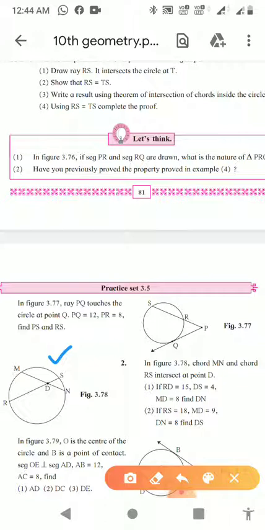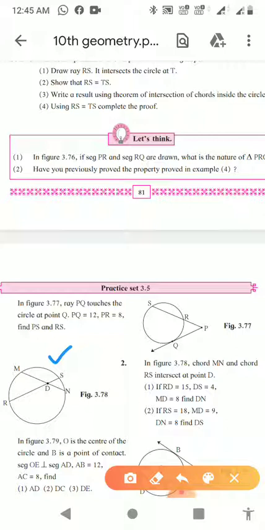Chord MN and chord RS intersect at point D. So two chords are given, MN and RS, and they intersect at point D. There are two sub problems in this question. If RD is given as 15 units, DS is 4 units, and MD is 8 units, we have to find DN in the first case. In the second case, RS is given as 18 units, MD is 9 units, and DN is 8 units, and we have to find the value of DS. So the same question contains two sub questions.